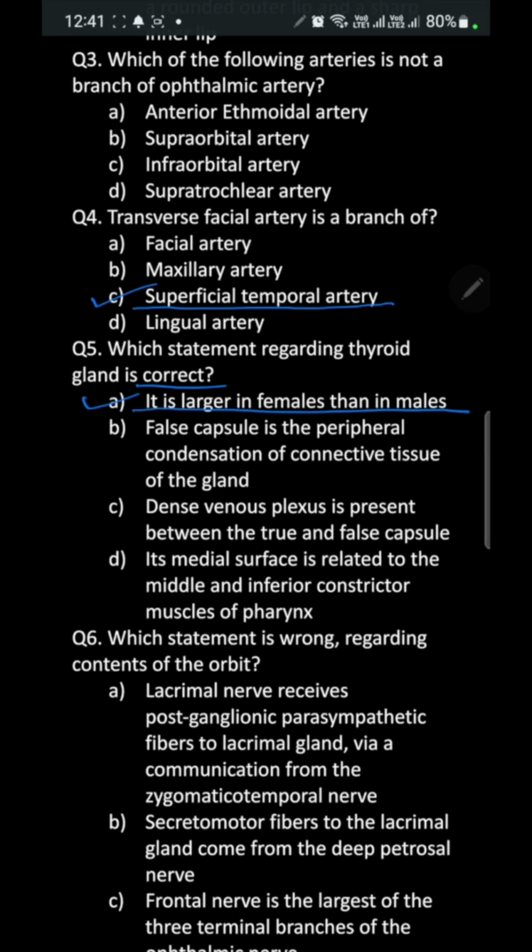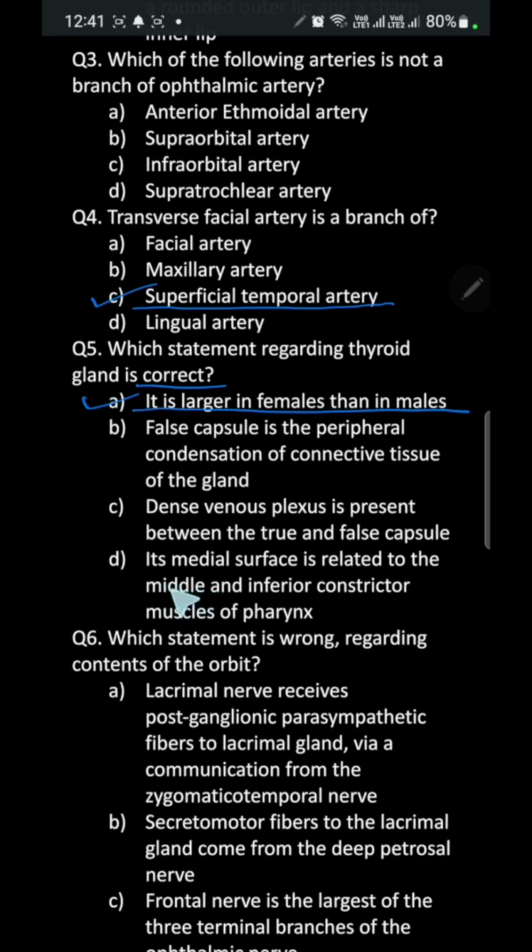Then dense venous plexus is present between the true and the false capsule. No, this is a feature of prostate gland. Here in thyroid, the dense venous plexus is present within or below the true capsule, that is the inner capsule. So below that, within the parenchyma of this thyroid gland, you find the dense venous plexus. That's why while doing thyroidectomy, you have to take care of this.